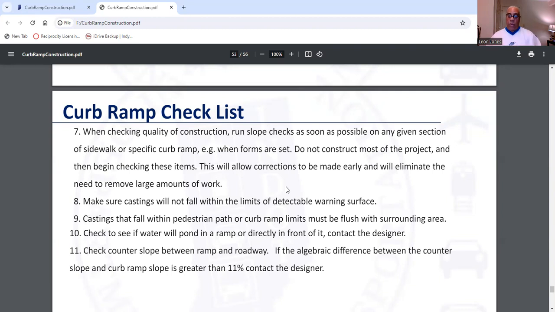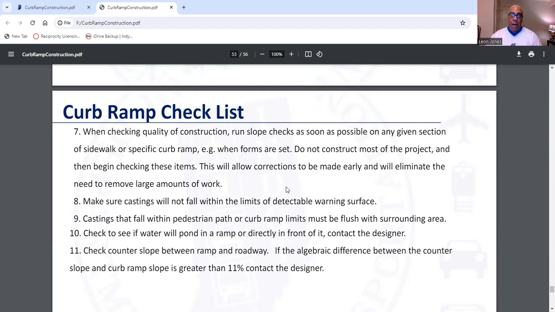Here's what I normally would do. While they're placing the forms, use your smart level so they can get the grade. And once you have the forms at grade, you can pour. That way, you have everything compliant and you don't have to worry about anything being off.